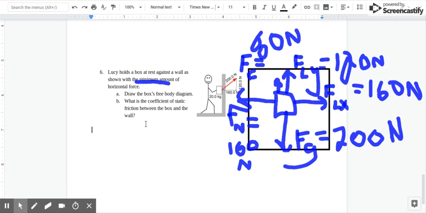When I have to figure out the coefficient of static friction, I'm going to use force of friction is equal to mu times normal force. And I'm going to use that force of friction is 80, and that's equal to mu times 160. And our mu is 0.5.